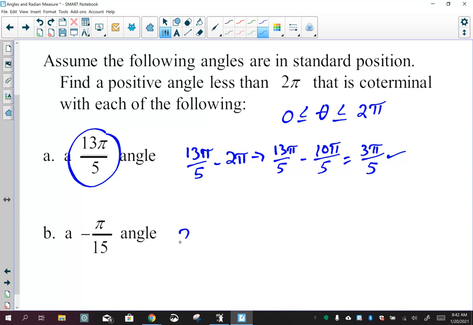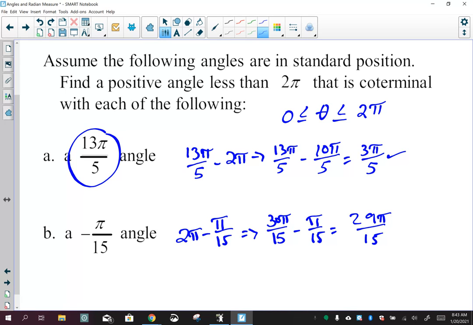Same thing here. I have 2 pi minus the pi over 15. So that's going to wind up giving me 30 pi over 15 minus pi over 15. So that gives me 29 pi over 15. So 29 pi over 15, that is less than 30 pi over 15, so that's good. So that means I'm in between my range, so therefore I'm done.